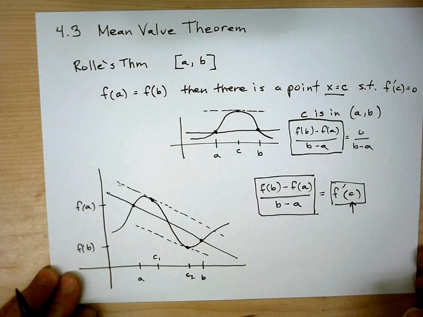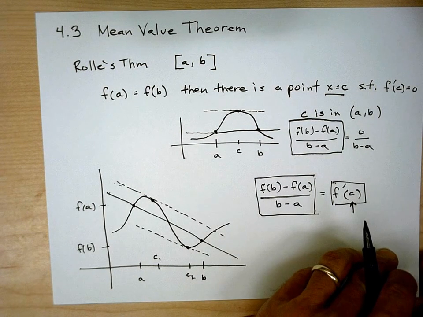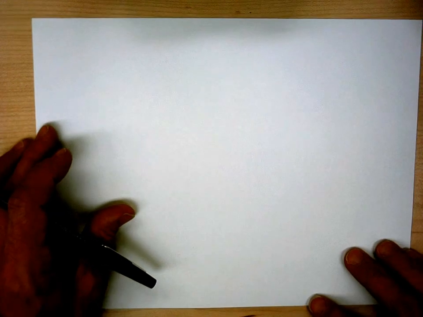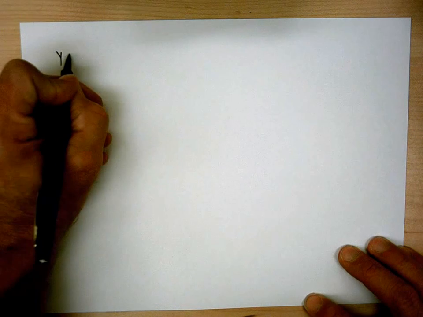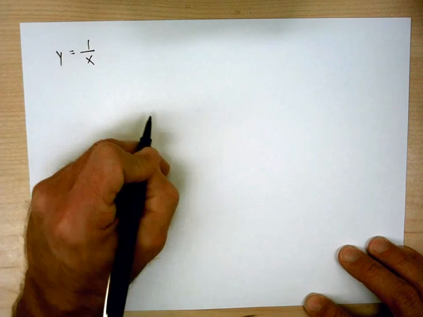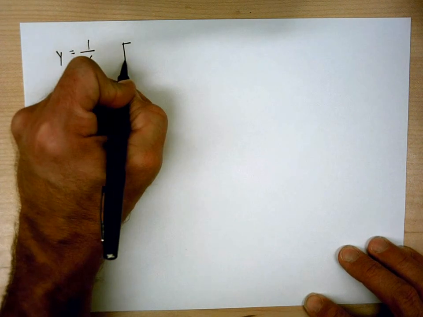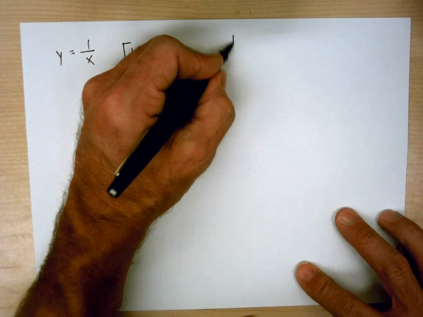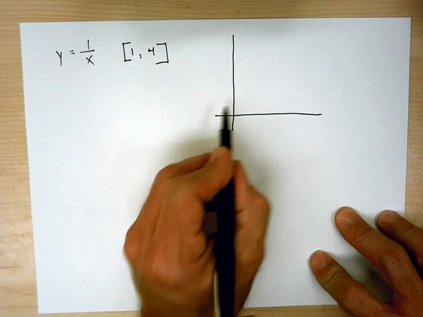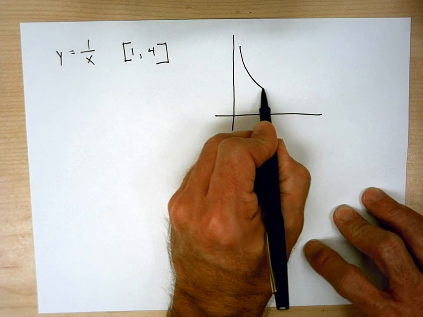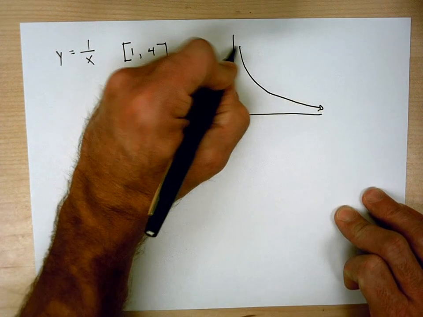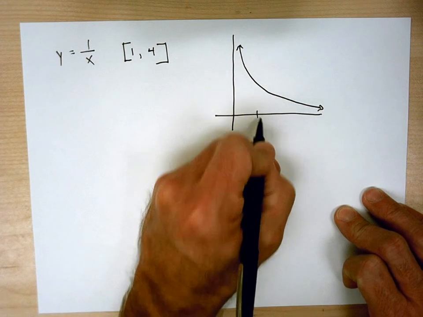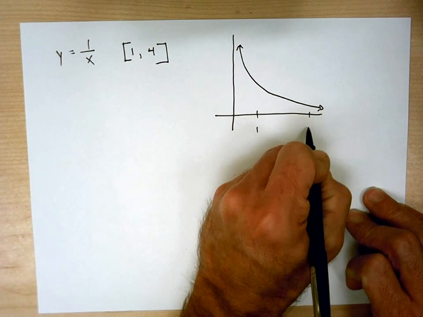Okay, so I just want to go through one example of the mean value theorem, kind of an algebraic example. So suppose we have the function y equals 1 over x, and we're looking at the interval from 1 to 4. Graphically, we know that 1 over x looks something like this, right? And maybe say this is 1 here, and we'll call this 4.